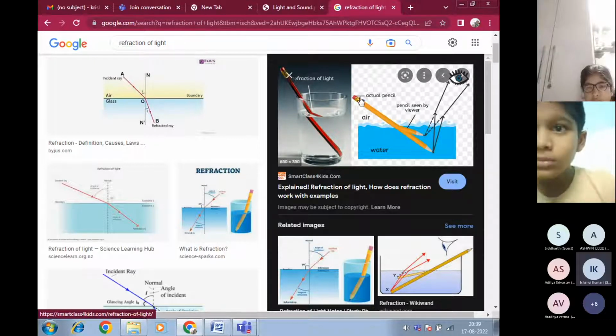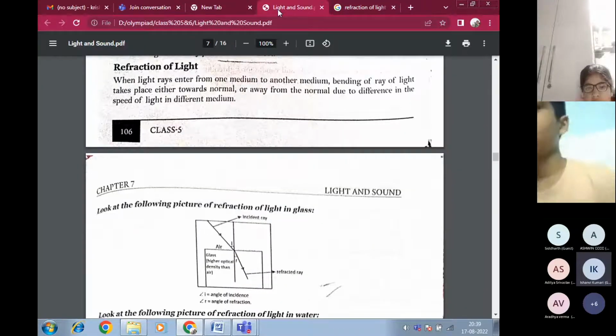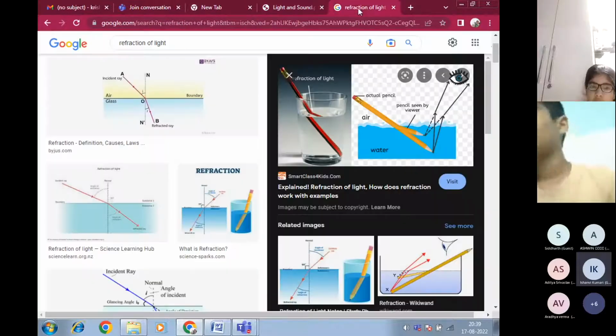So here the light bends. Why is it always like that, the bending of the light? For example, if you see here, first let us know the definition. When the light rays enter from one medium to another medium, what do you mean by medium?